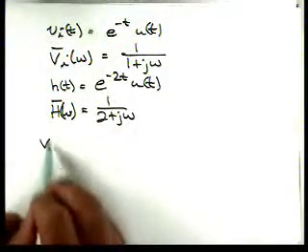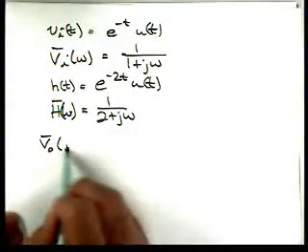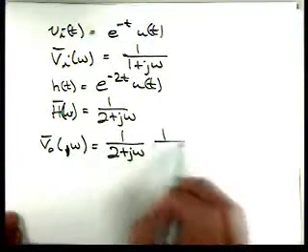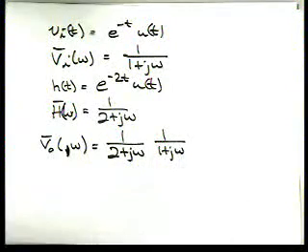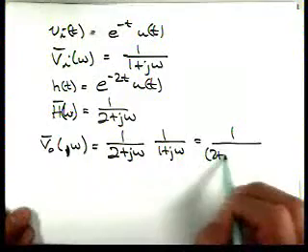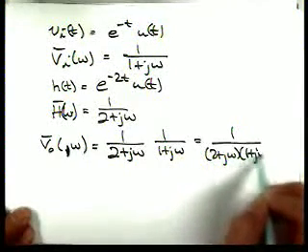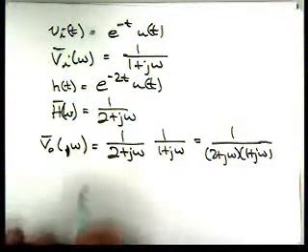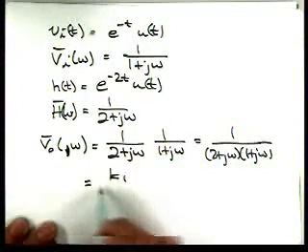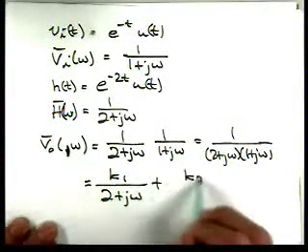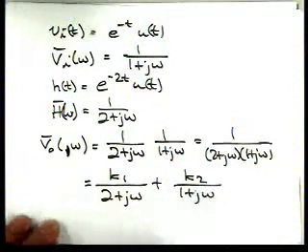So then V0 of omega is 1 over 2 plus j omega times 1 over 1 plus j omega. Okay, we've got 1 over 2 plus j omega times 1 plus j omega. So now we need to do a partial fraction expansion. So we have k1 over 2 plus j omega plus k2 over 1 plus j omega.